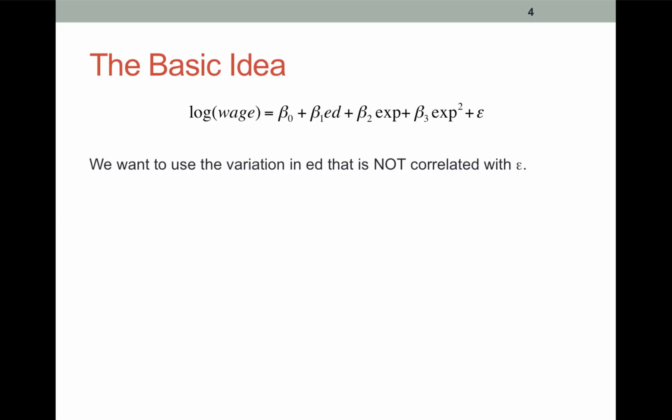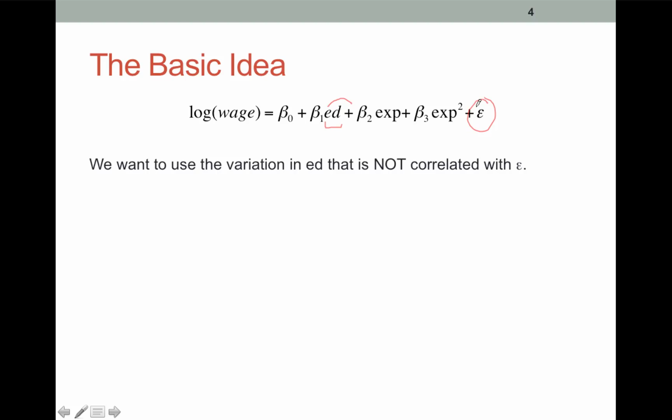Now what we want to do is, instead of just using OLS, we want to restrict ourselves to just some of the variation that we see in education. We want to use just the variation in education that's not correlated with our error term.